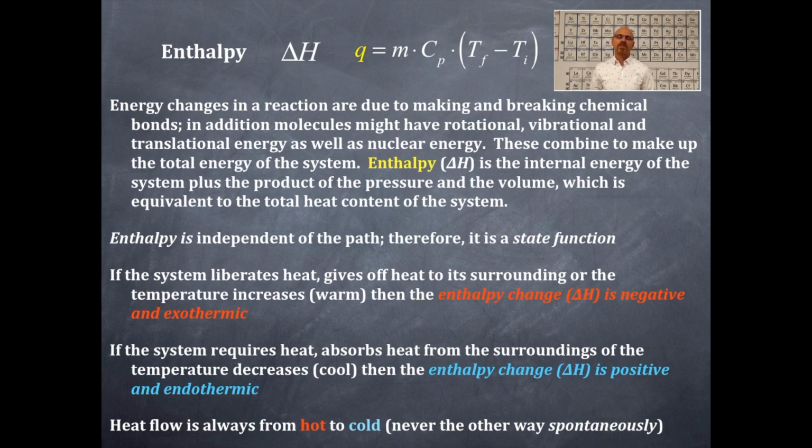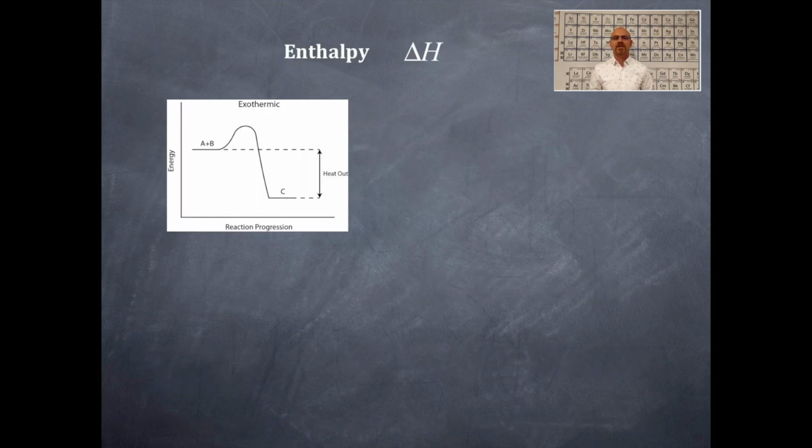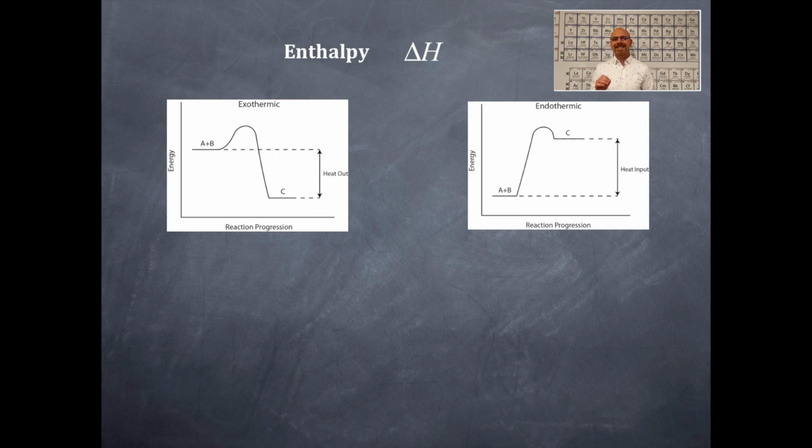Okay? I'm going to show you a couple of graphs and then also a diagram of what this is as well. So enthalpy change, we're still on that. I want you to look at this. This is energy on the y-axis and reaction progress on the x-axis. A and B are reactants. C is a product. This is an exothermic reaction because the product, the C, is lower in energy than the reactants are. Okay? And the reverse is true here. This is an endothermic reaction because the product, that is C, is higher in energy than the reactants of A and B. Same type of graph.